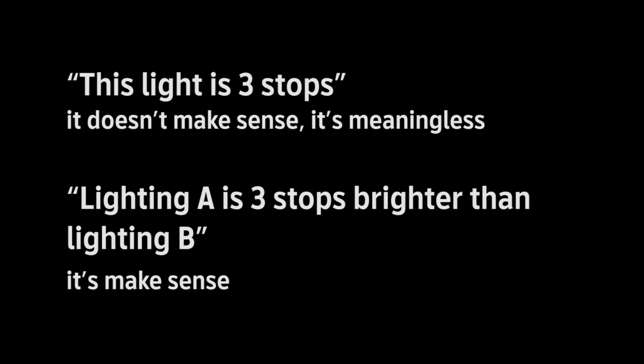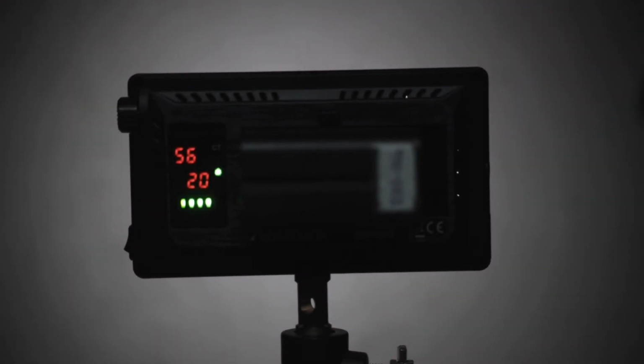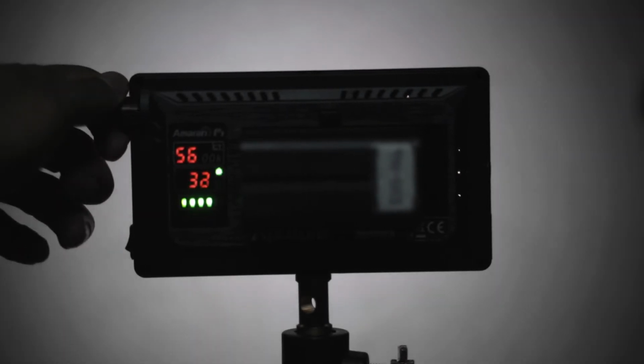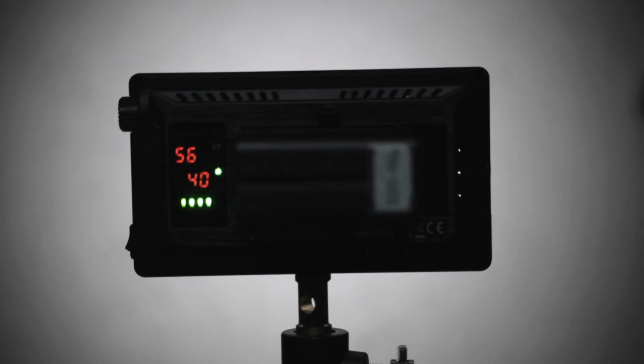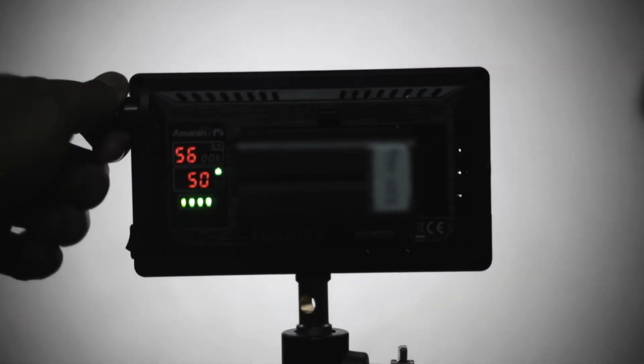And when we are talking about the stop, it's a very relative measurement, meaning it has to be compared to another light source. For example, saying this light is 3 stops is meaningless. On the other hand, lighting A is 3 stops brighter than lighting B. It makes sense. Let's see, if I increase the light one more stop from 10%, it's going to be 20%. If I want to increase one more stop from 20%, it's going to be 40% because we are doubling it.